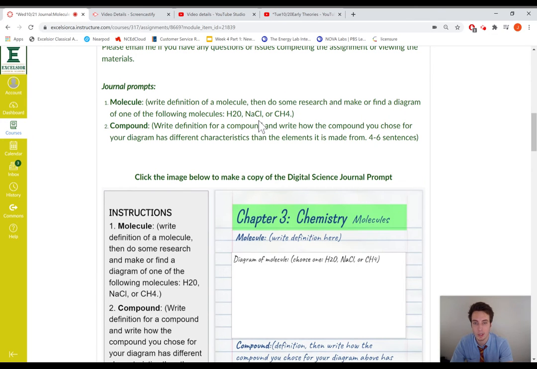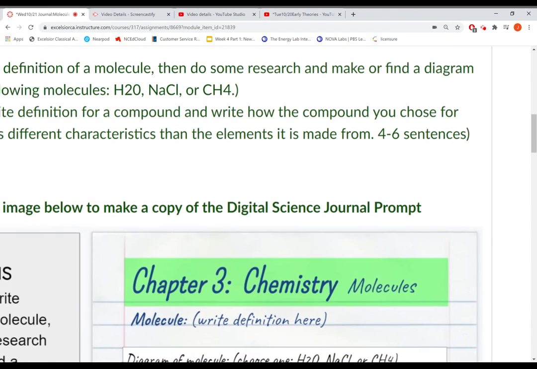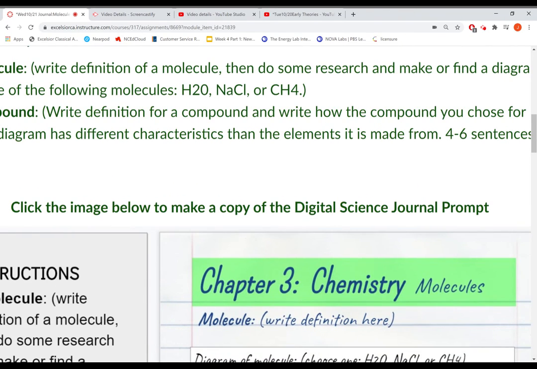Once you have picked a molecule and described it, made a diagram, I want you to write a definition for a compound. And it turns out that the molecule that you had drawn and picked, any of these options, are actually a compound. And then I want you to write how that compound has different characteristics than the elements it's made from. So essentially, does H2O act differently than H2 or O2 would? Does hydrogen act differently than water molecules do?